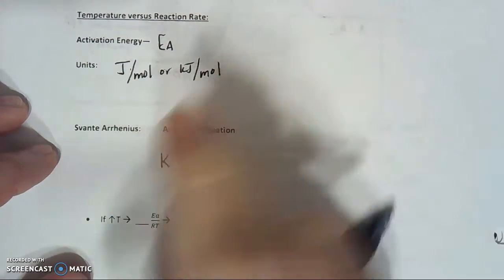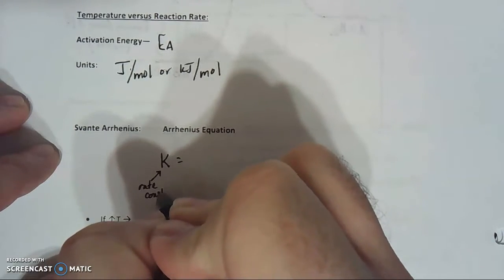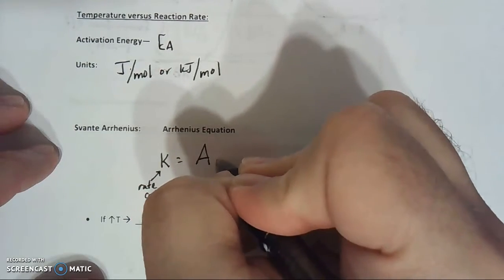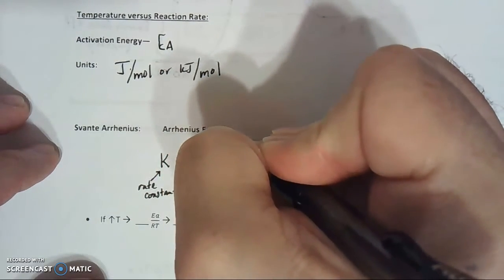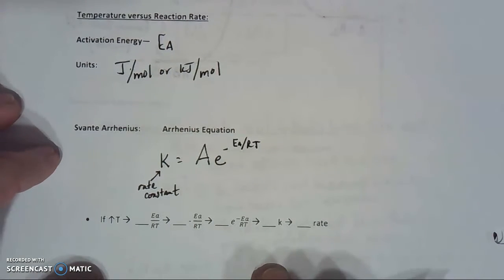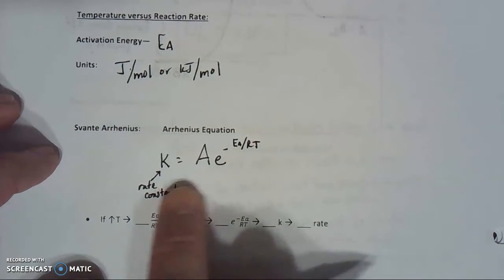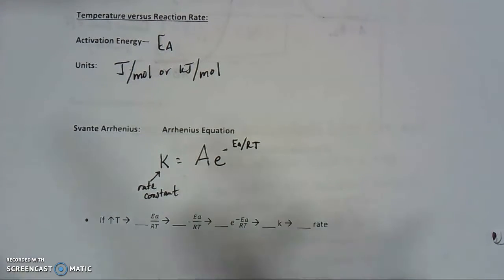So K, that's our rate constant. So we're talking about reactant rates. Rate constant is equal to A times e to the negative E sub A over RT. Now, we're not going to use this equation. We're going to use another form of it. So after calculus is applied to this, then we can use this in another form. You do not need to memorize this equation. It will always be given to you.